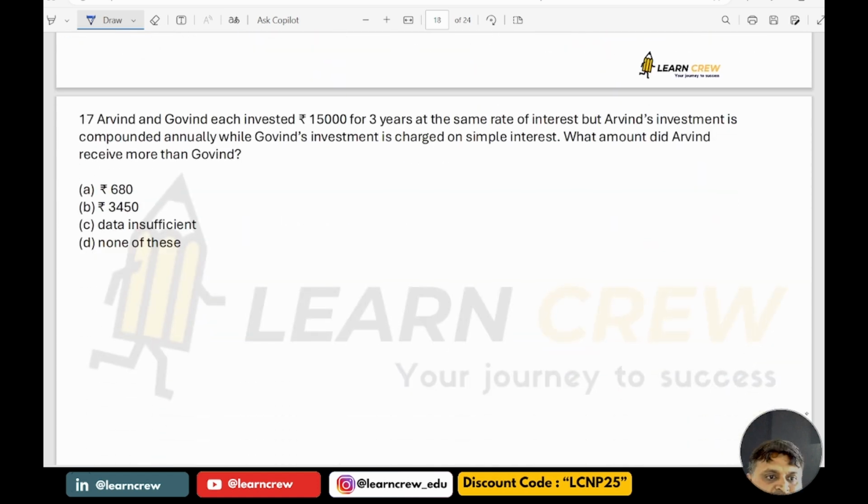Now question number 17. Aravind and Govind each invested 15,000 rupees for 3 years at the same rate of interest, but Aravind's investment is compounded annually while Govind's investment is simple interest. On simple interest, what amount did Aravind receive more than Govind? Here the rate of interest is not given. R is not given. So data insufficient.